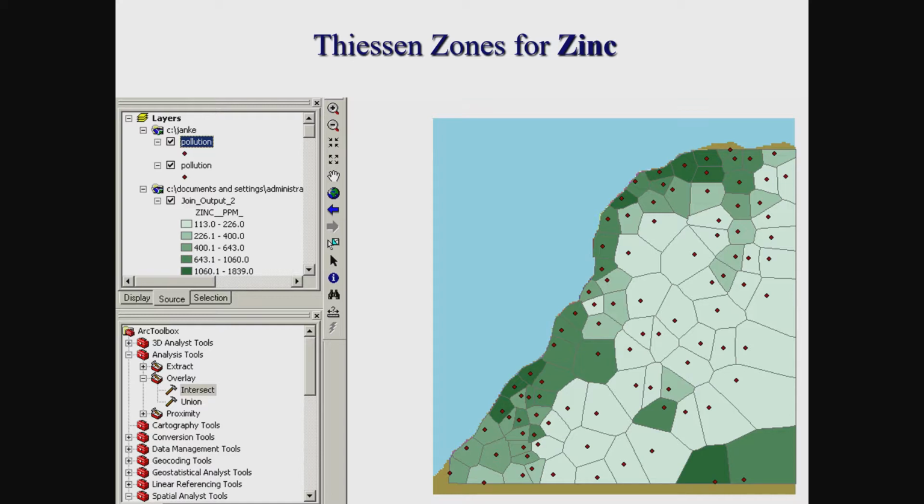All right, so here are the Thiessen zones for this data. You can see what I'm talking about, these stair steps. If you imagine this as a three-dimensional surface, your data would have all the same value, and then it gets to an edge and it has a different value.